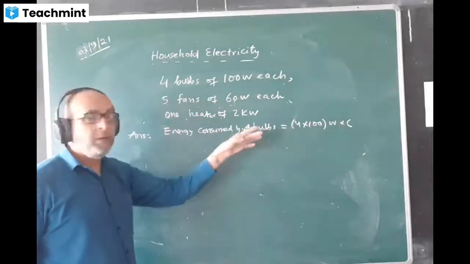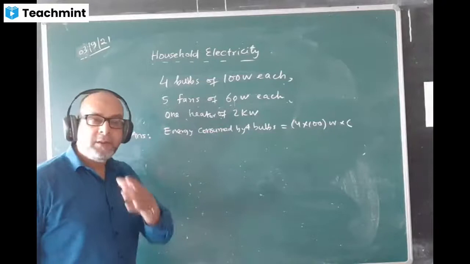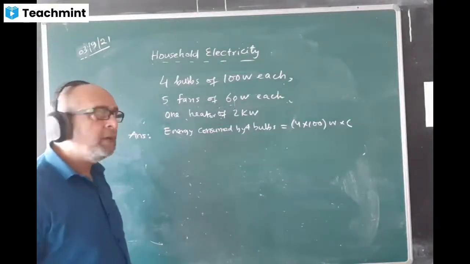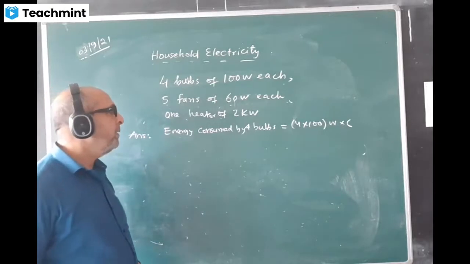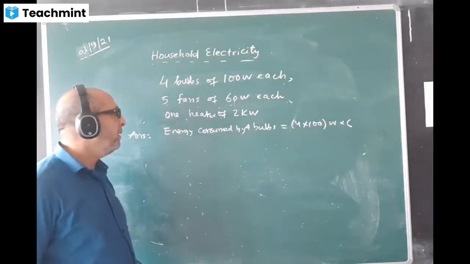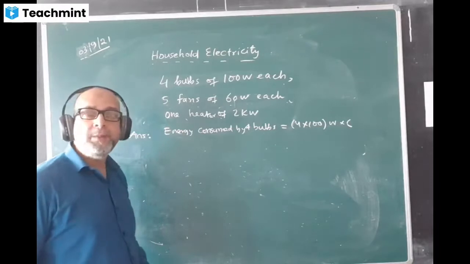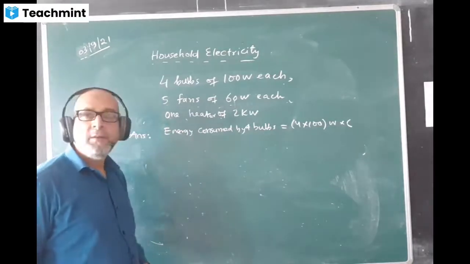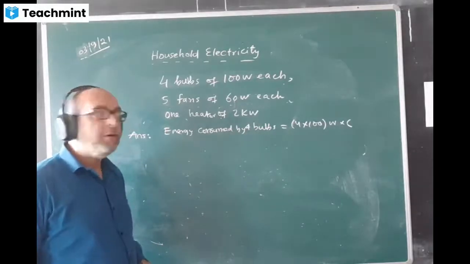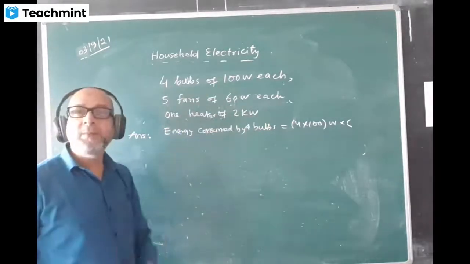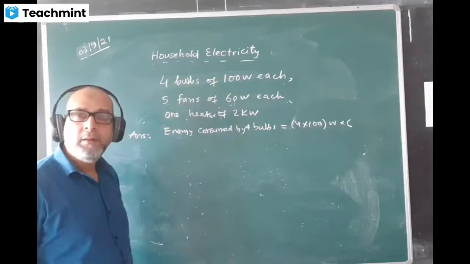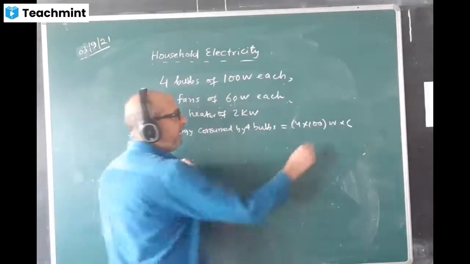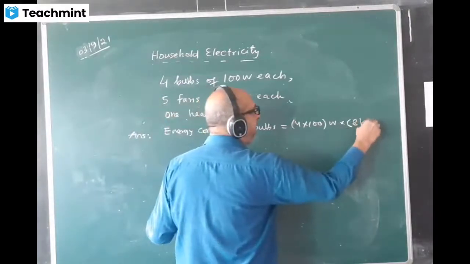Energy consumed by 4 bulbs. Bulbs are used for how many hours? In the question, please read it. How many hours? 8 hours. We can find the average time. No, you have to do it separately. Energy consumed by 4 bulbs will be power, 4 into 100, into how many hours the bulbs are used for? Tell me. 8 hours, into 10 days.